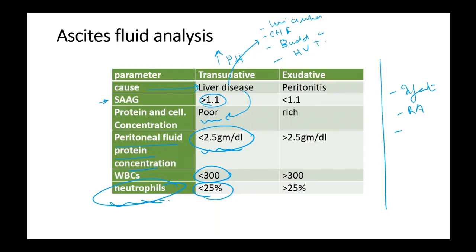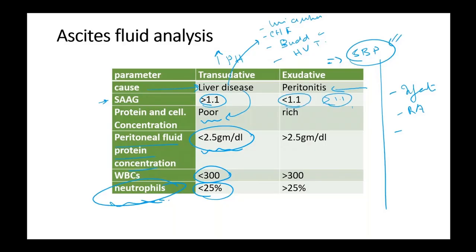If it is exudative fluid, they mention a common cause, peritonitis: spontaneous bacterial peritonitis, which is common in patients with ascites. That is one of the reasons that any patient presenting with ascites needs an ascitic tap, because you have to rule out infection. If they have fluid in the belly, you have to think it is infectious. So rule out infection. SAAG will be less than 1.1, but it can be greater than 1.2.